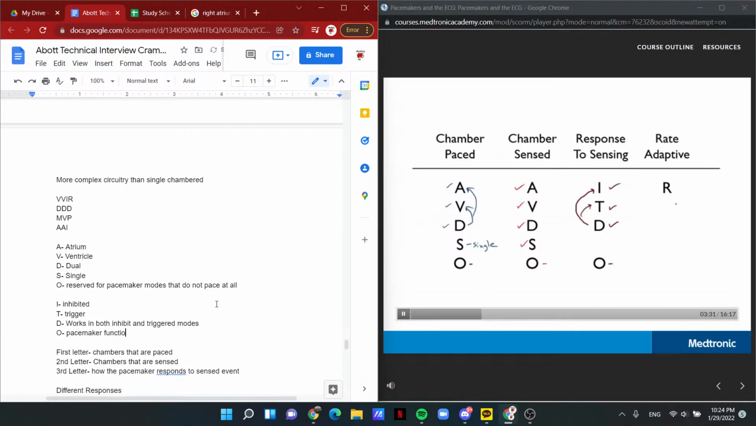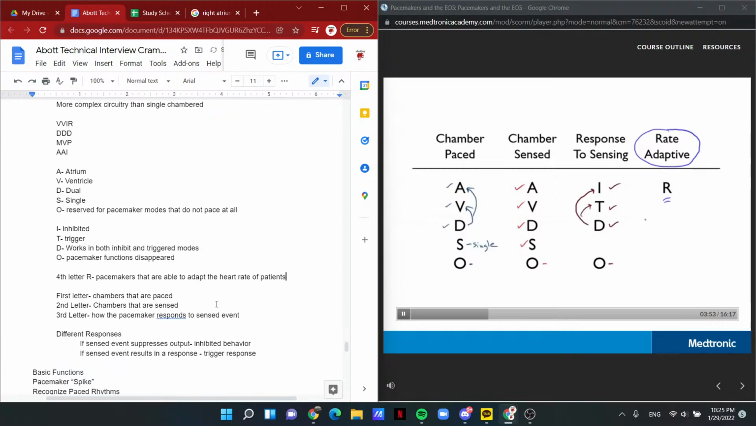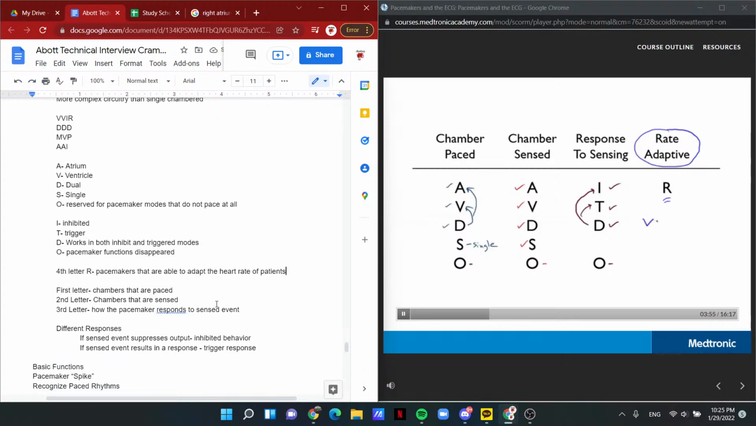There is a fourth letter that is often tacked on to the end, and that is the letter R. The letter R refers to pacemakers that are able to adapt the heart rate depending upon the patient's activity. Rate adaptive or rate responsive behavior increases the heart rate as the patient engages in physical activities such as walking or exercise.